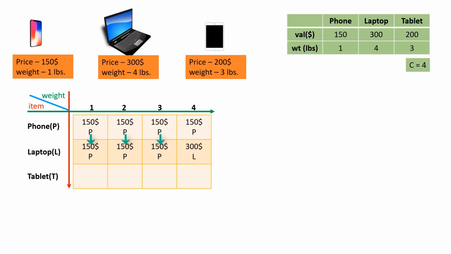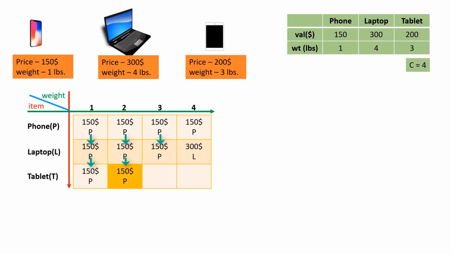If you have a knapsack of capacity 1, what is the maximum profit you can make? You can't pick the tablet here because the tablet weighs 3 lbs. So we will copy from the above row because that is the maximum profit we have achieved so far. So we have just copied the 150 from the upper row. In a similar way, if we have a knapsack with the capacity of 2, what is the maximum profit we can make? We can't take the tablet here, so we will just copy the maximum profit from the above row because that is the maximum profit we were able to achieve in the past. So we have copied the 150.